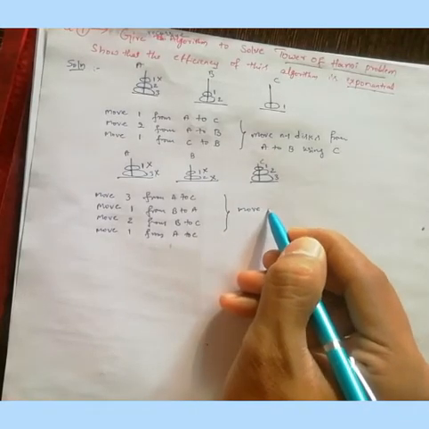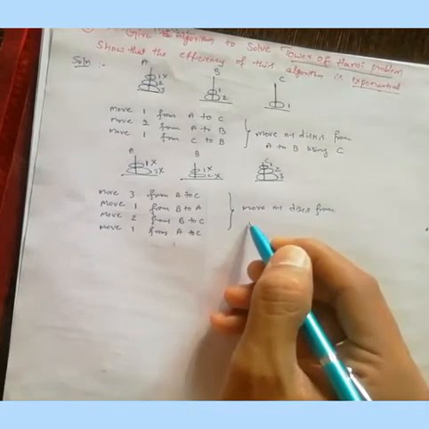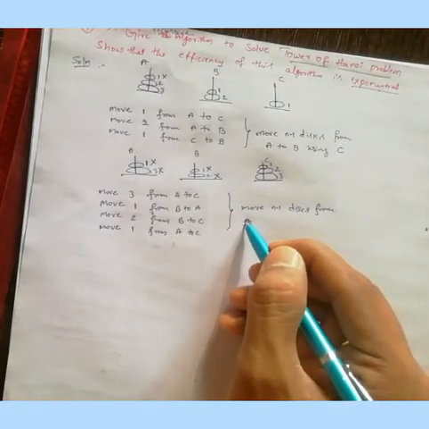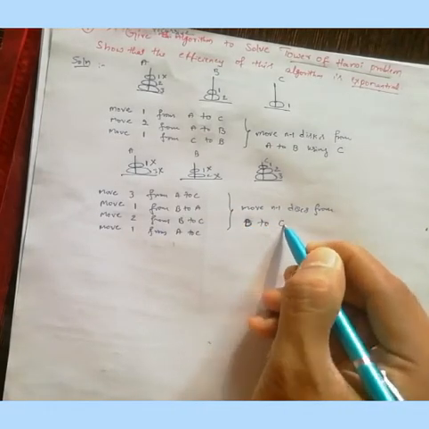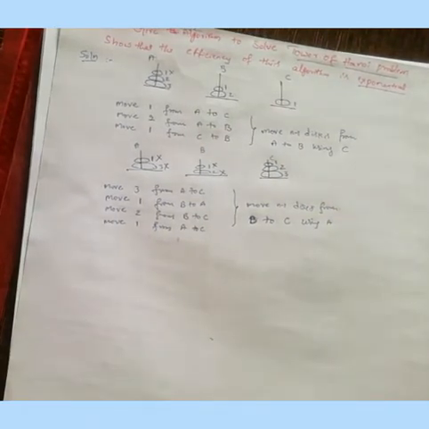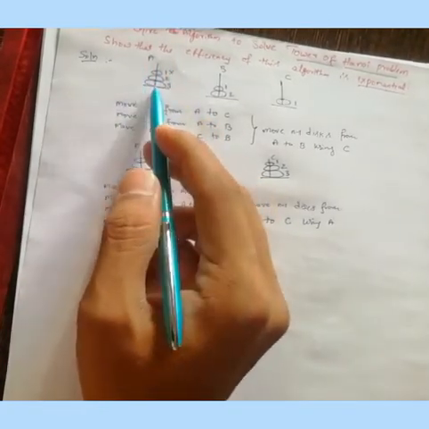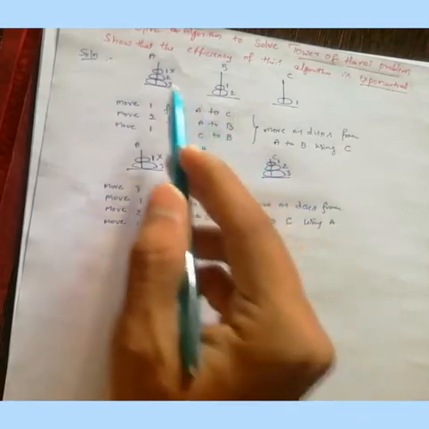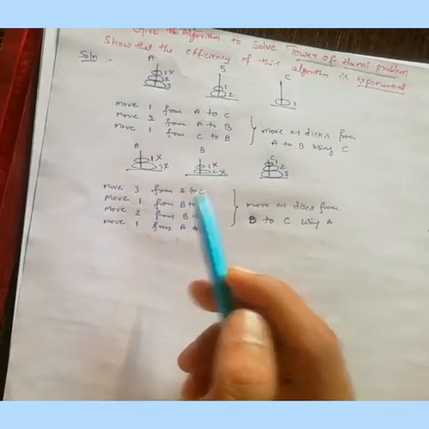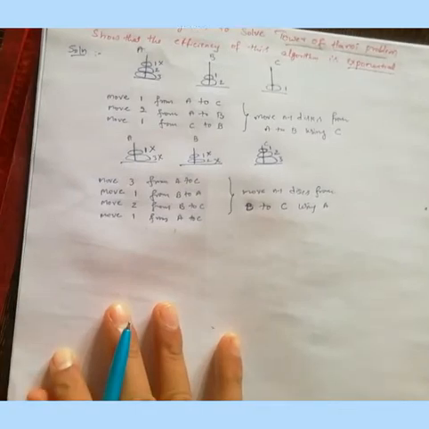So what we did? Move n minus 1 disks present in B to C by using A. That's it. So finally this is the initial step. These 3 disks are moved from A to C by making use of B. So for this, how do we write the recursive algorithm?